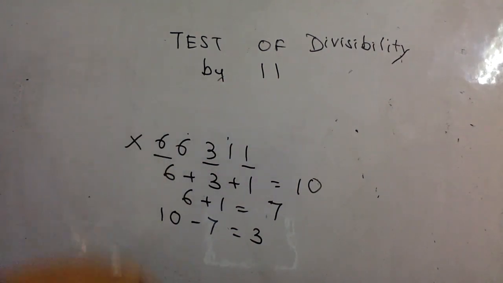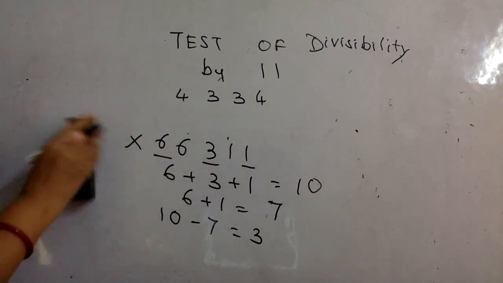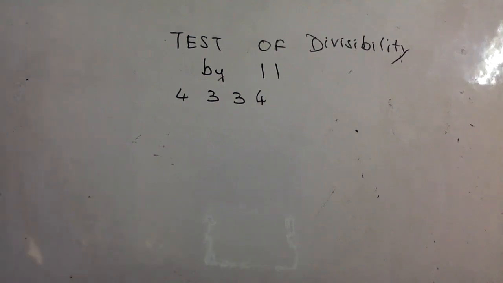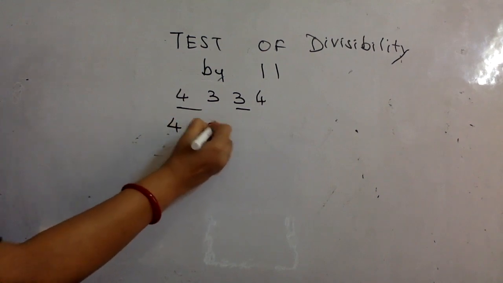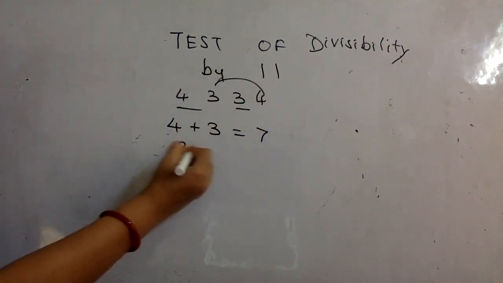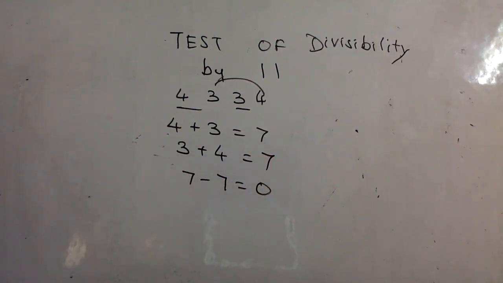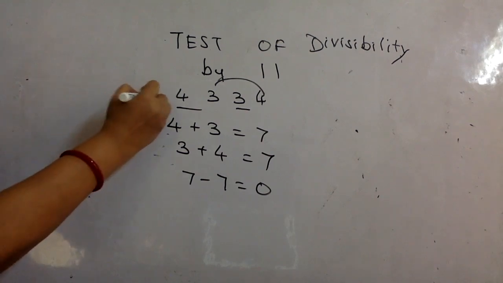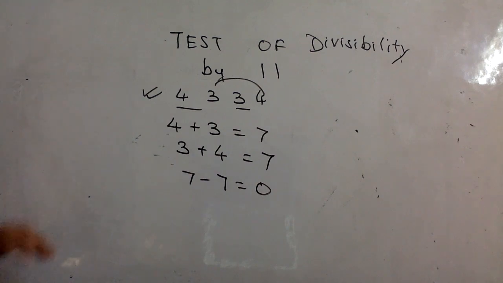Now we are going to take up another question, which is 4, 3, 3, 4. Let's take this one. Underline them. 4 plus 3 is a 7, and this 3 plus 4 is again a 7. 7 minus 7 gives us 0. Therefore, this number is divisible by 11 for sure, because we have got a 0 here. So like this we can test a number for the divisibility by 11.